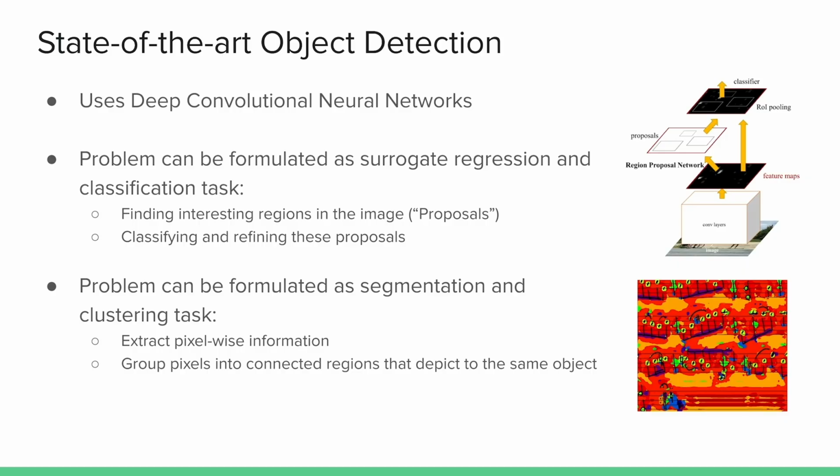The other way how we can do object detection would be by formulating it as a segmentation and clustering task. So we go bottom up. We try to extract pixel-wise information. We classify each pixel of our input, and then we can group them into connected regions that ideally depict the same object. That would be also one way how you can do object detection.